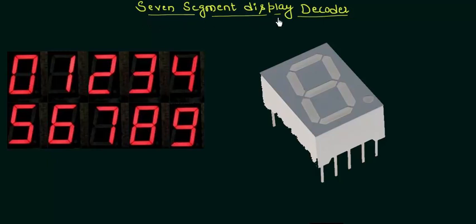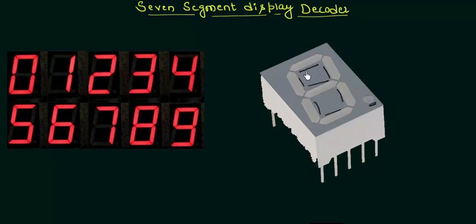Let's do the 7 segment display decoder in this presentation. On your screen you can see that there are two images. On the right hand side, the image shows you the actual display which you will get in the market, and there are 7 segments in this display. This is the first one, second one, third one, fourth, fifth, sixth and seventh, and also there is a decimal point here.